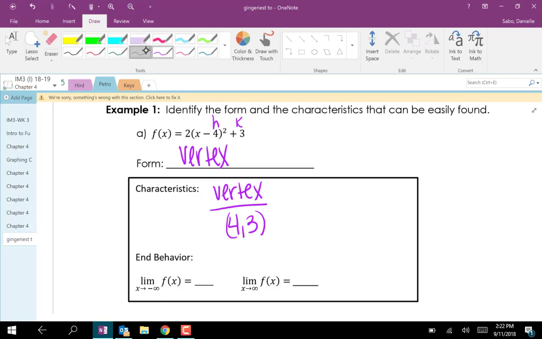Is it concave up or concave down? Up, thank you. So concave up. Those are the 2 things I'd want you to write. And because it's concave up, what's our end behavior? Positive. Very good.